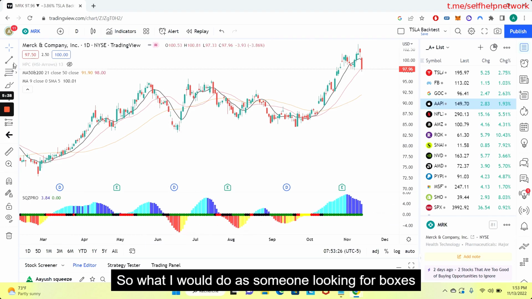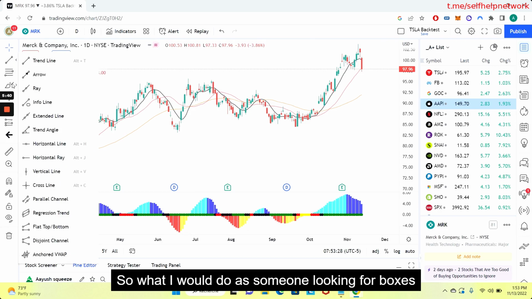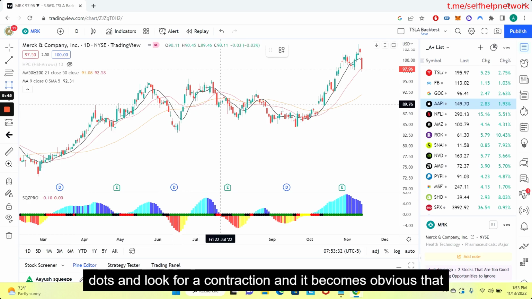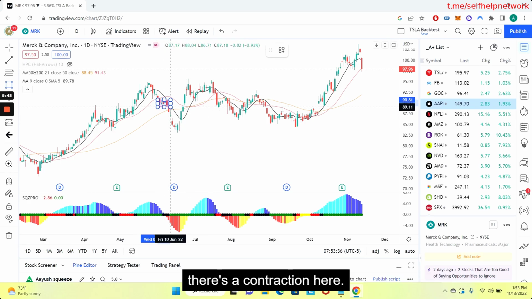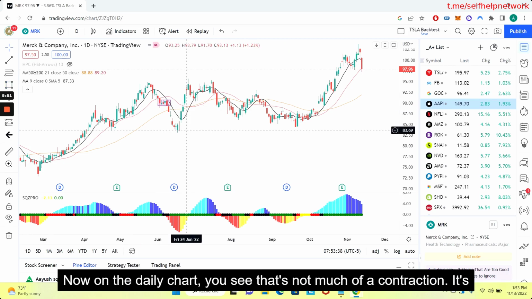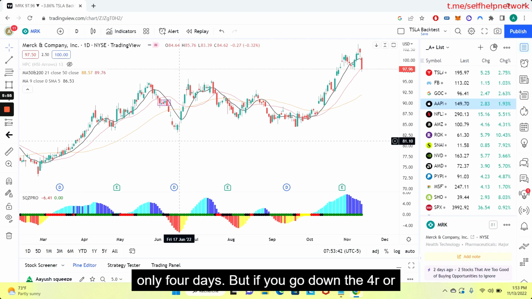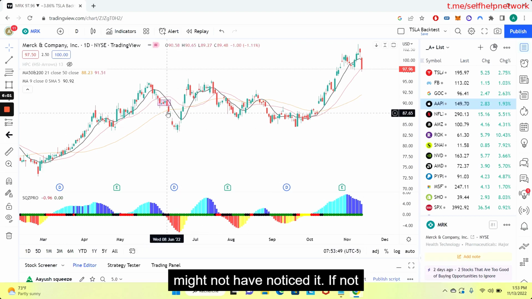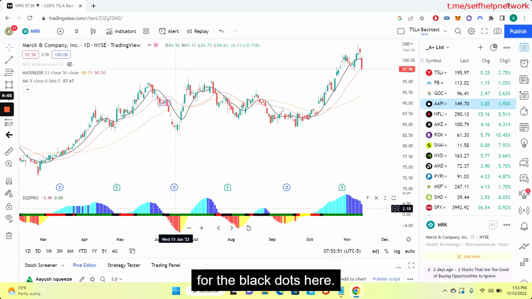So what I would do as someone looking for boxes is I would look at these black dots and look for a contraction, and it becomes obvious that there's a contraction here. Now on the daily chart, you see that's not much of a contraction, it's only 4 days. But if you go down to the 4-hour or the hourly chart, it's more of a box that you can trade from. And I might not have noticed it if not for the black dots here.